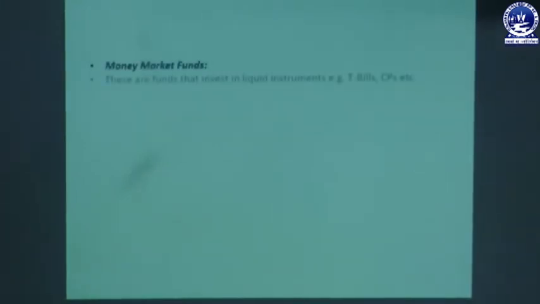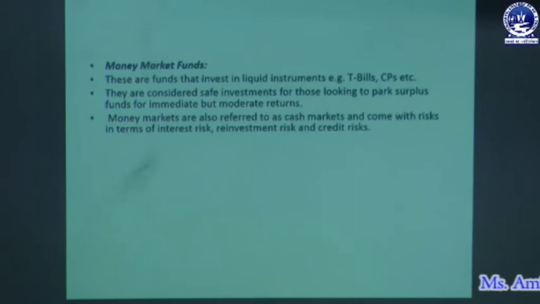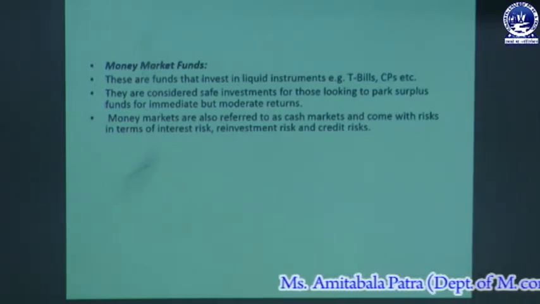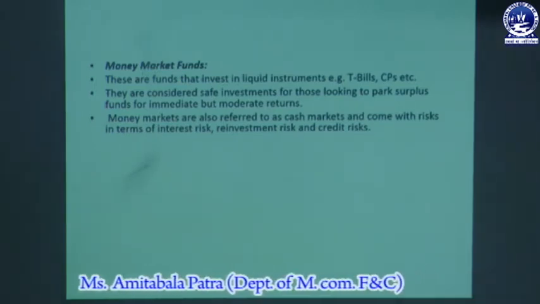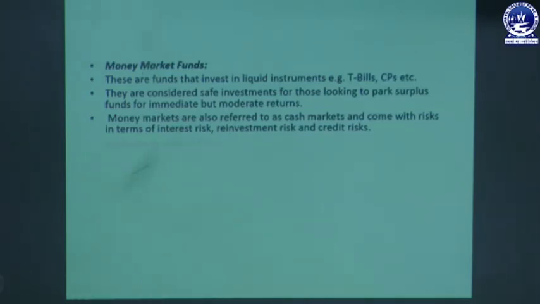Then we have money market funds. These are the funds that invest in liquid instruments, for example treasury bills and CPs, etc. They are considered safe investments for those looking for immediate but moderate returns. Money markets are also referred to as cash markets, and come with some risk in terms of interest risk, reinvestment risk and credit risk, etc.